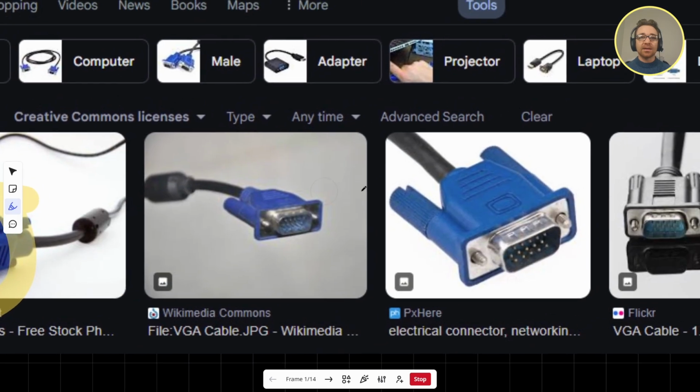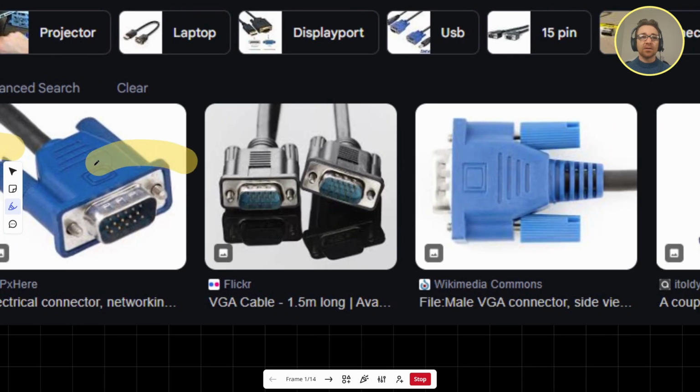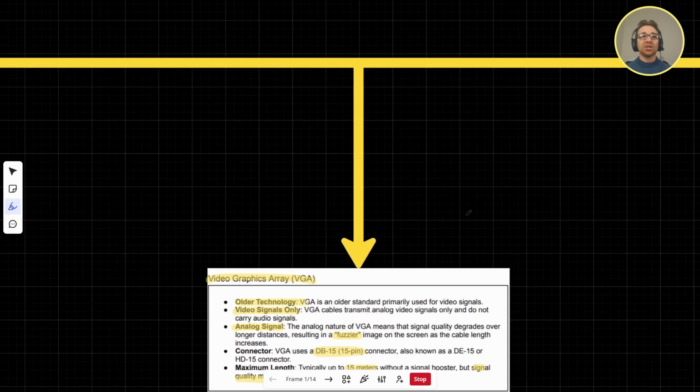It looks like that. It looks like that. And it looks like that. All right, VGA, that's VGA.